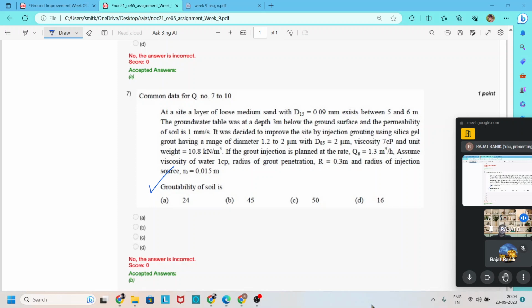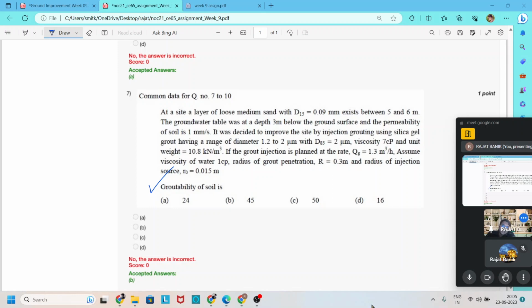The groundwater table was at a depth of 3 meter below the ground surface, and the permeability of the soil is given as 1 mm per second. It was decided to improve the site by injection of grouting using silica gel grout having a range of diameter of 1.2 to 2 micrometer, with D85 of this grout being 2 micrometer. Viscosity is given as 10 centipoise and unit weight of this grout is 10.8 kN per meter cube.